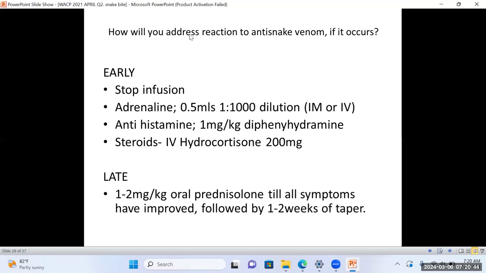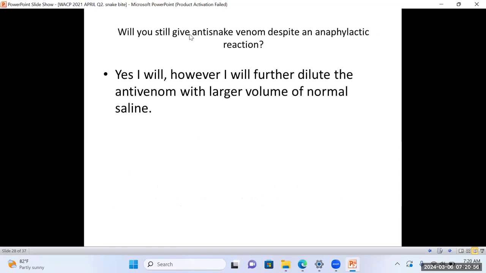For the late complications, the patient will benefit from 1 to 2 milligrams per kg oral prednisolone till all symptoms have improved, followed by 1 to 2 weeks of taper. They may also benefit from antihistamines. Now, for those with renal compromise, they may benefit from hemodialysis as the case may be. So the next question was, will you still give antisnake venom despite an anaphylactic reaction? Yes, I will. However, I'll further dilute the antivenom with larger volumes of saline.